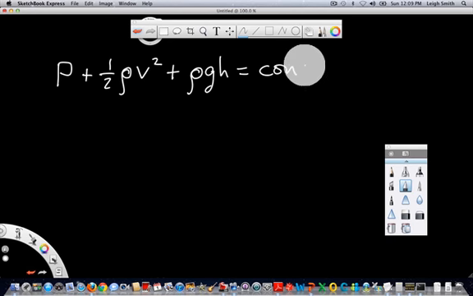And the idea is that as long as you don't have any losses, which essentially is what Bernoulli's equations assumes, then the total energy per volume is a constant. Since you've got a fluid, if you've got twice as much fluid, then you get twice as much energy. So it makes sense to normalize the energy by the actual volume.